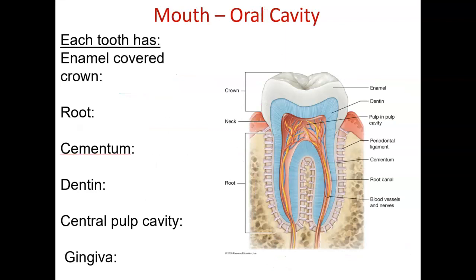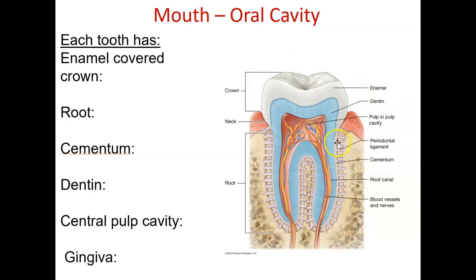So if we look at a tooth, every tooth is covered in enamel. Enamel is the hardest substance in the body. It's harder than bone. And that's what we worry about when we brush our teeth. We don't want to wear away at the enamel. The crown is the visible portion, so that's where all the enamel is. The root goes into the bone.